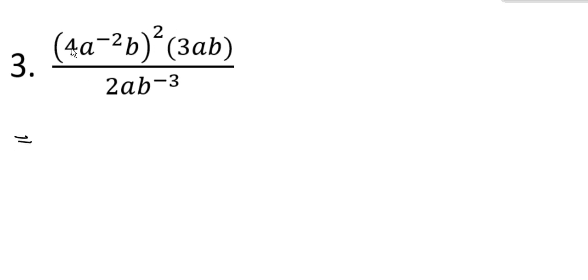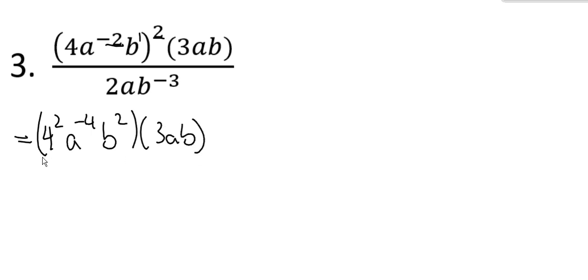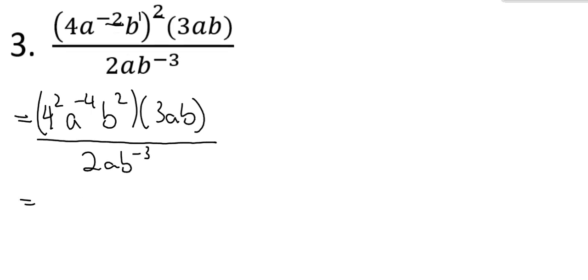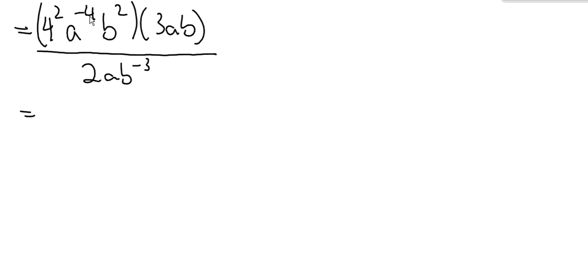So again, 4 squared. That 4 is not an exponent, so I do 4 squared. And then negative 2 times 2 is negative 4. B to the 1 times 2, 1 times 2 is 2. And then I have 3ab over here. And then I haven't changed anything else so far. And I'm going to keep going, and I'm not going to worry about my negative exponents until I've finished completely looking at what the numerator is doing.